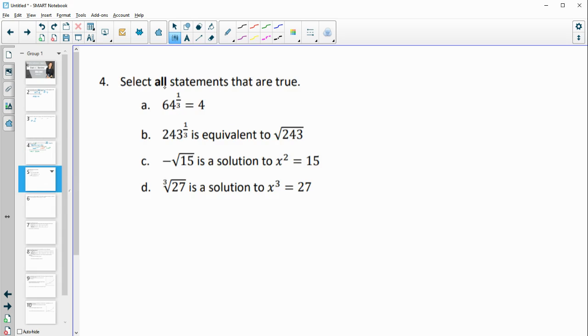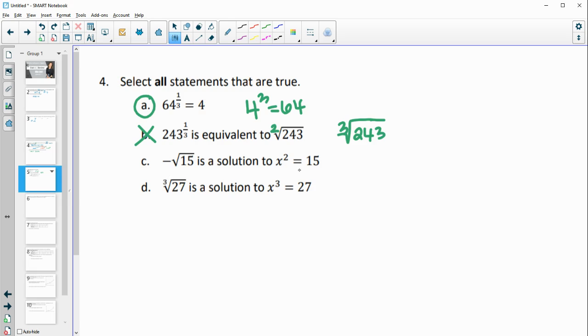Number 4, select all statements that are true. So 64 to the 1/3 equals 4. That is true because 4 to the 3rd power equals 64. So then a third, 64 to the 1/3 power, would get us back one of those 4s. 243 to the 1/3 is equivalent to the square root of 243. That's false because this square root is a 2 instead of this 3. So 243, it would need to be cube root, which would look like this, cube root of 243, not square root.